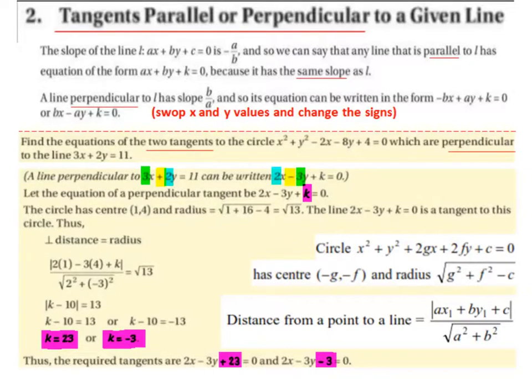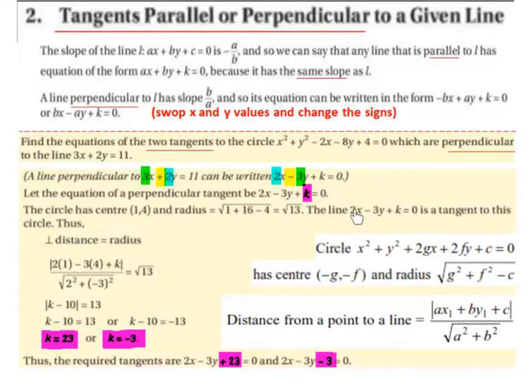Next, I need to find the radius. So I'm going to use my formula, the square root of g squared plus f squared minus c. So the g is 1, so 1 squared is 1. The f is 4, so 4 squared is 16. And then we have minus c, and we had plus 4 in our equation, so that becomes minus 4. So the square root of 1 plus 16 minus 4 is the square root of 13. So the radius is root 13.